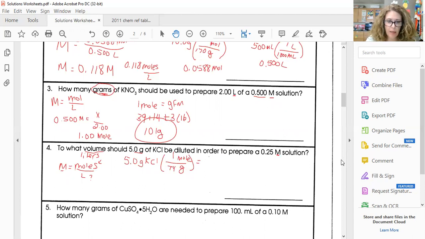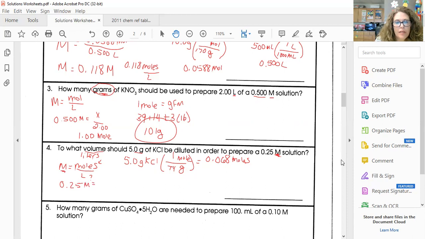I'm going to keep that to 2 significant figures: 0.068 moles. Okay, so that's how many moles of potassium chloride I have. So now I can take my molarity, right? That's over here, capital letter M. I'm going to do my 0.25 molar solution.